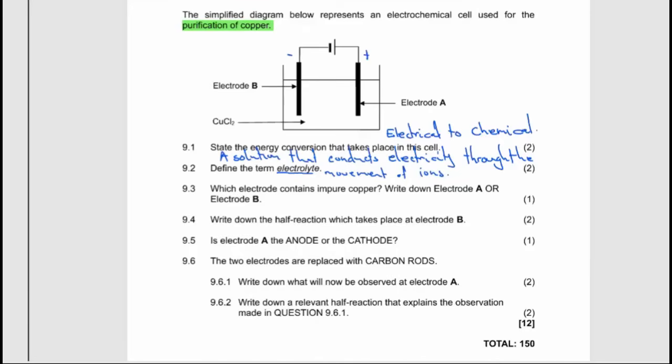For 9.3, we are asked which electrode contains impure copper, right? Impure copper. So the one that is not pure, write down electrode A or electrode B.